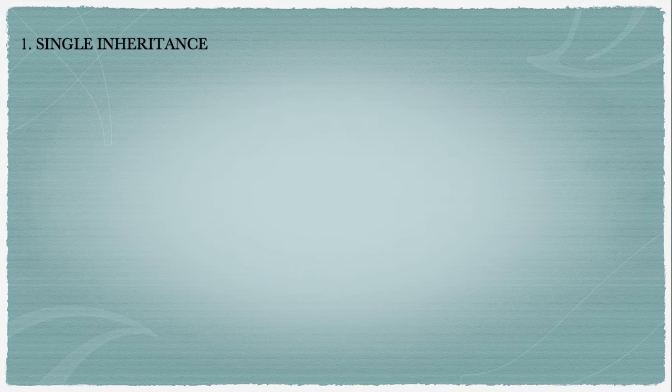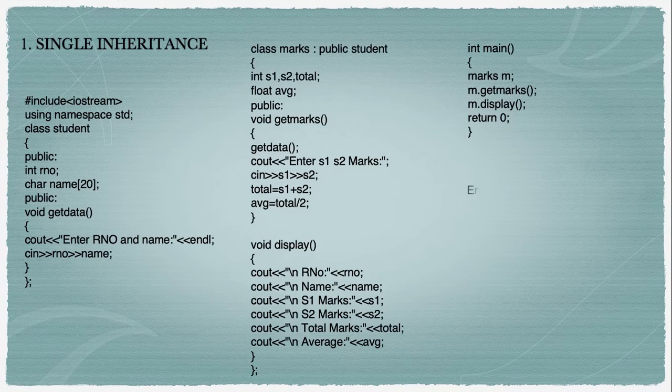Okay, next let's see how to call this from the main function. Here is the program which I already discussed. In this program I am going to create another member function after get marks, called void display. This also will not return any value, that's why I have specified the return type as void. In this display I am going to show the roll number, name, S1, S2, total, and average.